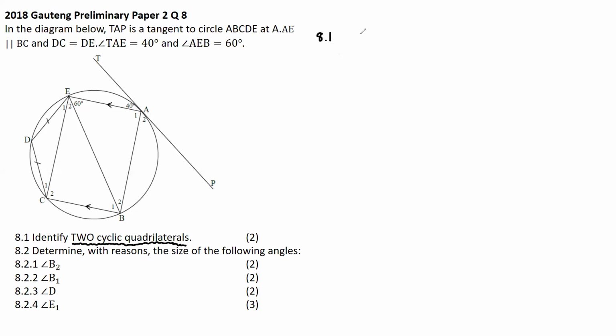I think I see E, A, B, C. Let me see if it's correct. So there's E, all right. A, okay. B, all right. C. That's definitely my first one. I think I see another one. There should be two of them. I think I see E, B, C, D. So there should be another one, which is E, then B, then C, then D. So that should sum up my two cyclic quads there.